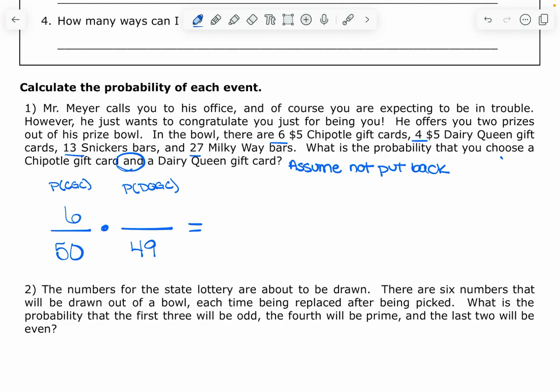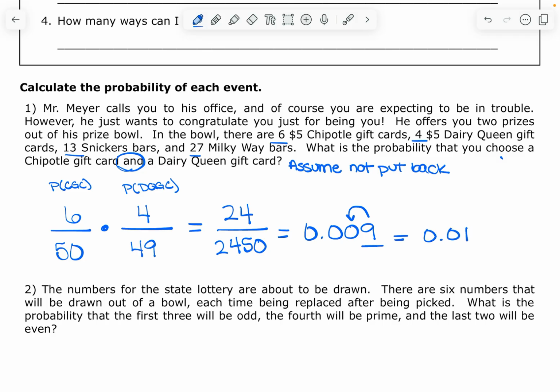Well, I didn't pick up a Dairy Queen gift card. I picked up a Chipotle gift card. So I still have 4 of those left in that bowl. So I'm going to multiply top with top, 6 times 4, I'm going to get 24. Bottom with bottom, 50 times 49, 2,450. We're going to go ahead and divide that out. So I'm going to get 0.009. That third number is going to tell that second one what to do, so it's going to be 0.01.